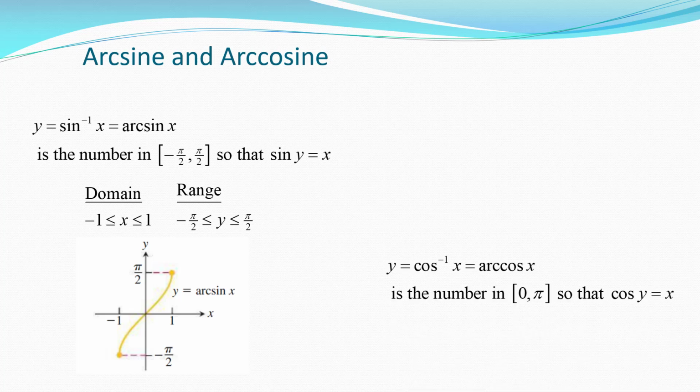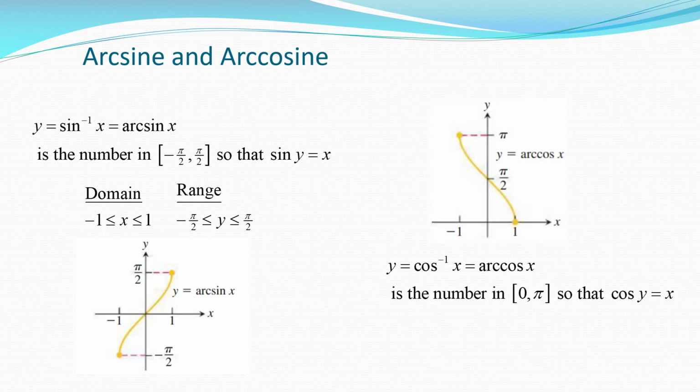We can also define the inverse cosine using the same kind of restriction. In this case, we'll restrict the angle range from 0 to pi, and in that angle range, the cosine does have an inverse. We'll call it the inverse cosine, or also just the arc cosine if we don't want to say the word inverse. And if y equals the inverse cosine of x, that means then that the cosine of y is just x.